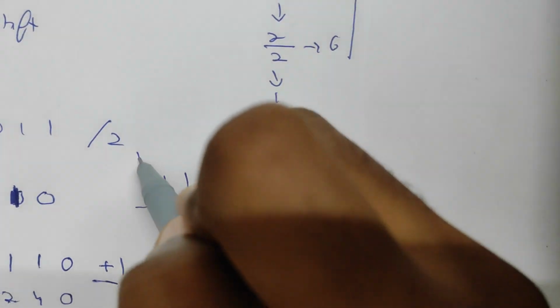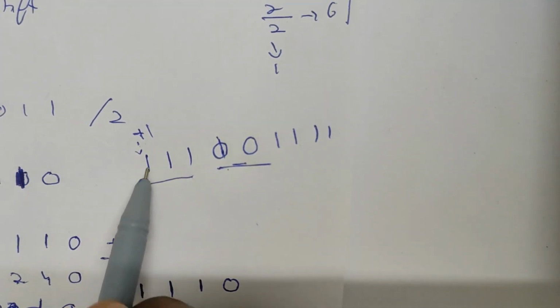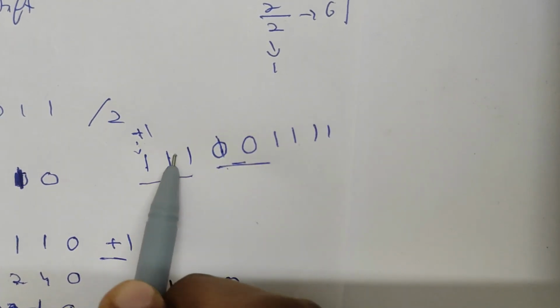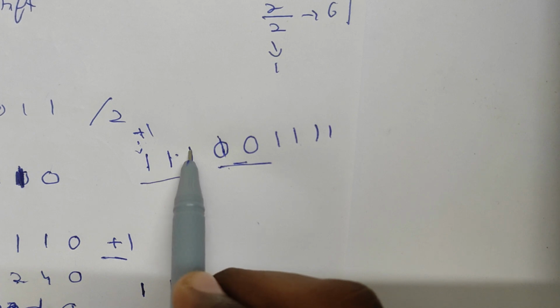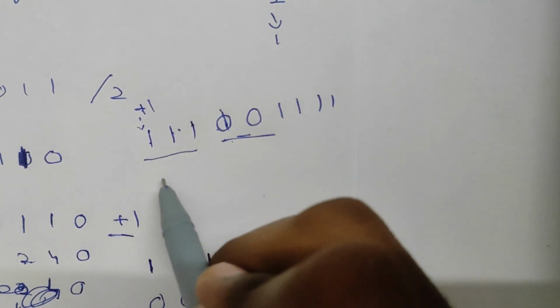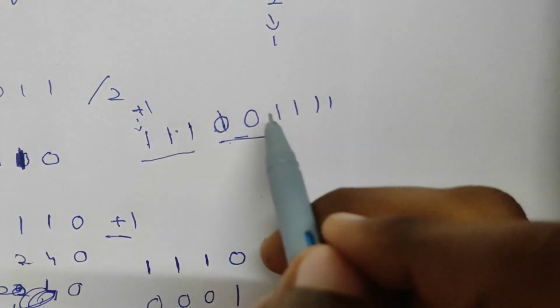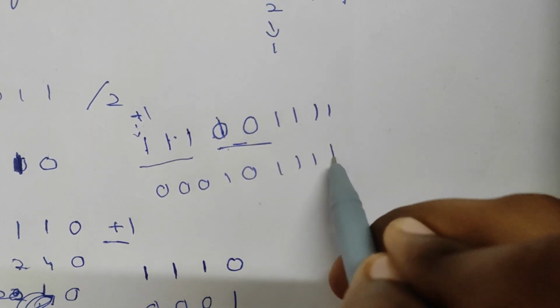So we will add a 1 to this first bit, it will combine with the second bit, this will combine with the third bit, and it will become this bit. So the value after we add a +1 to this will become 0 0 0 1 0 1 1 1 1.